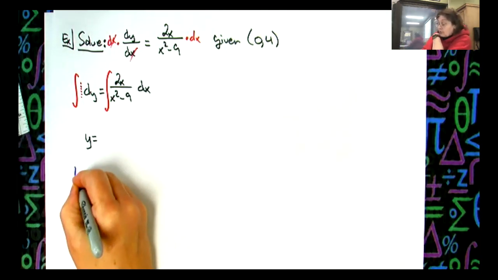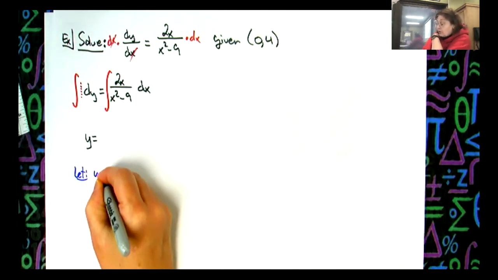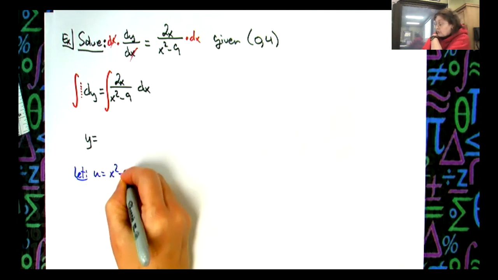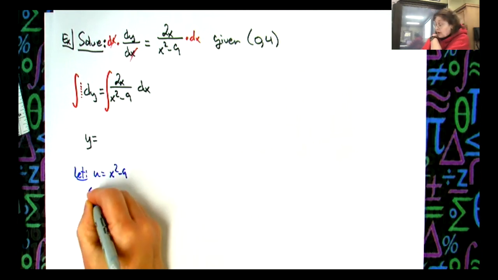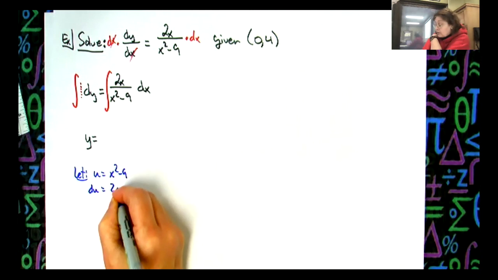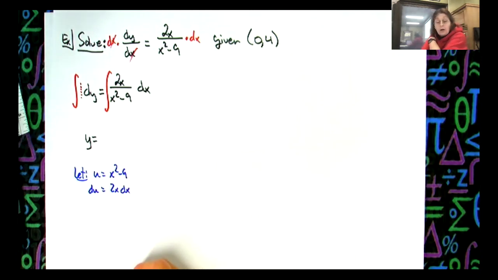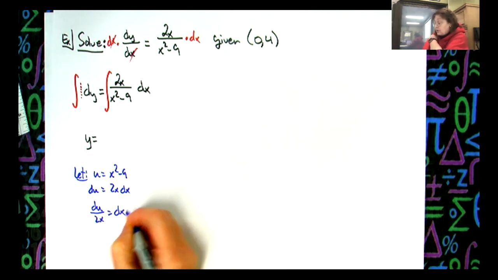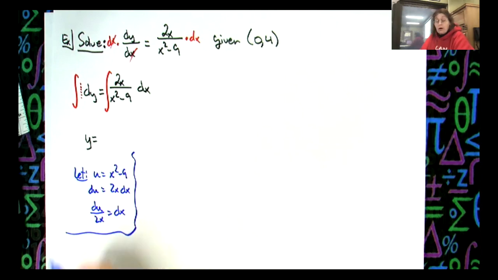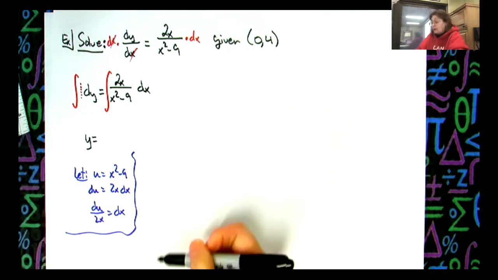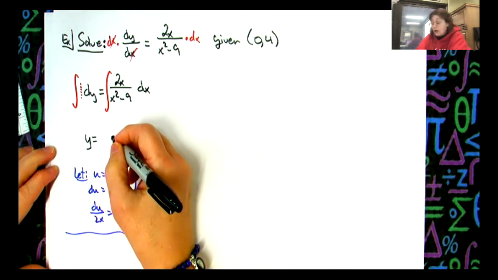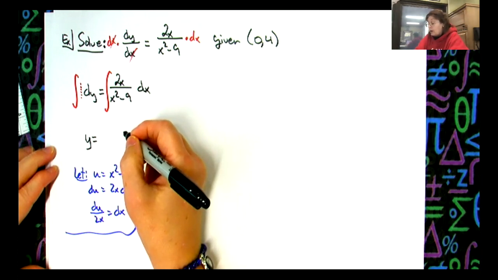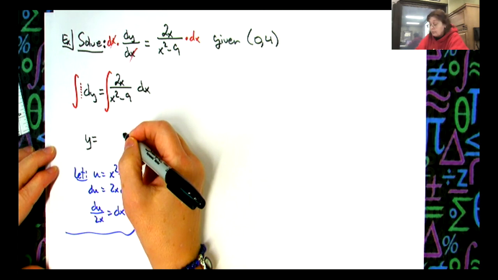So I'm going to let u equal that whole denominator, x squared minus 9. Taking a derivative of both sides, du is equal to 2x dx. Go ahead and solve all the way down for dx, so du over 2x is equal to dx. There's my u substitution. Then I'm going to come back up here and, do I want to rewrite?